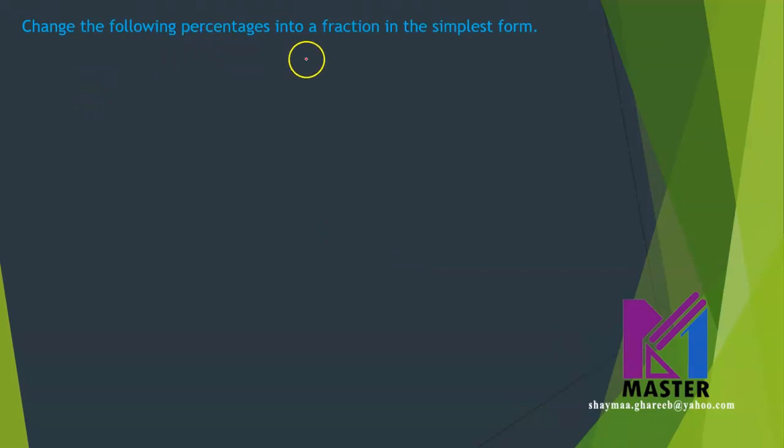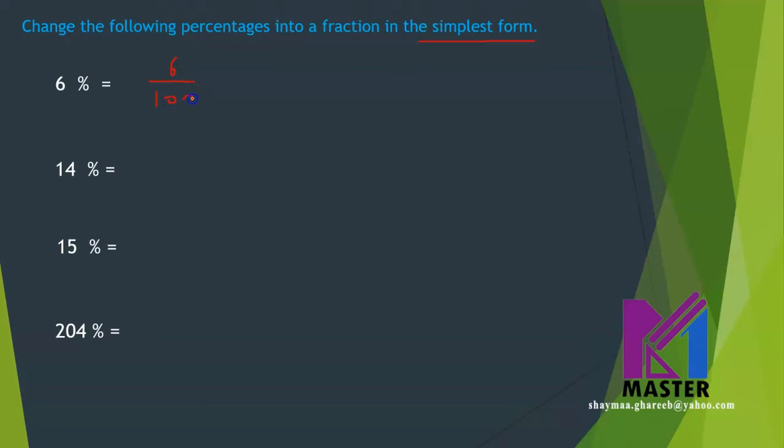Change the following percentage into a fraction in the simplest form. So I have some percentages here. I want to change them into a fraction. This fraction should be in the simplest form. Let's start with the first one, 6%. As we said, it's 6 over 100.